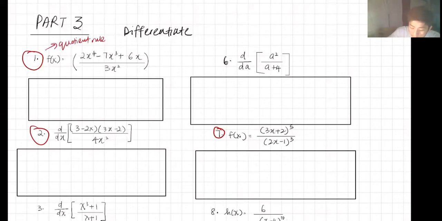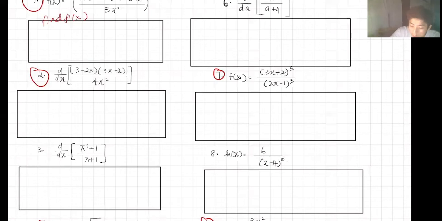The command is actually find f prime x. But for this question, the command is given in this form. They give you d/dx of this one, which means they ask you to find the derivative. They're basically giving you a command: differentiate what is inside the bracket, the whole thing. It's the same thing basically. So what you have to write is just equal and give the answer.